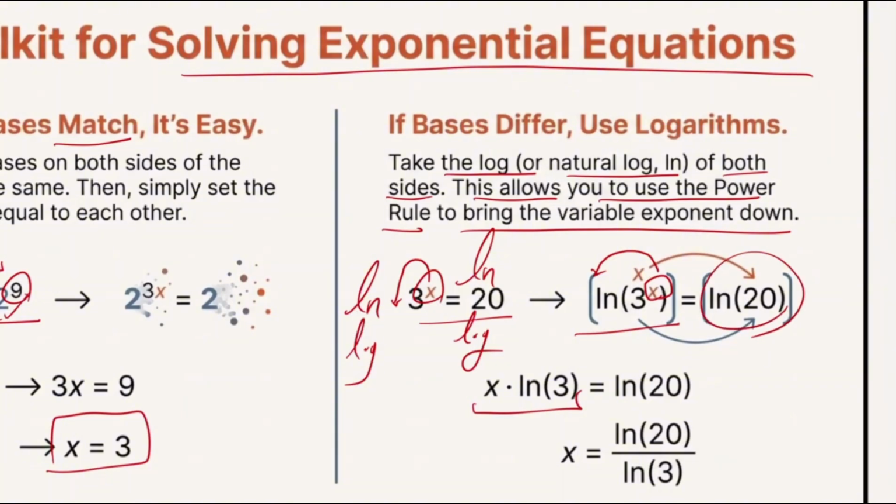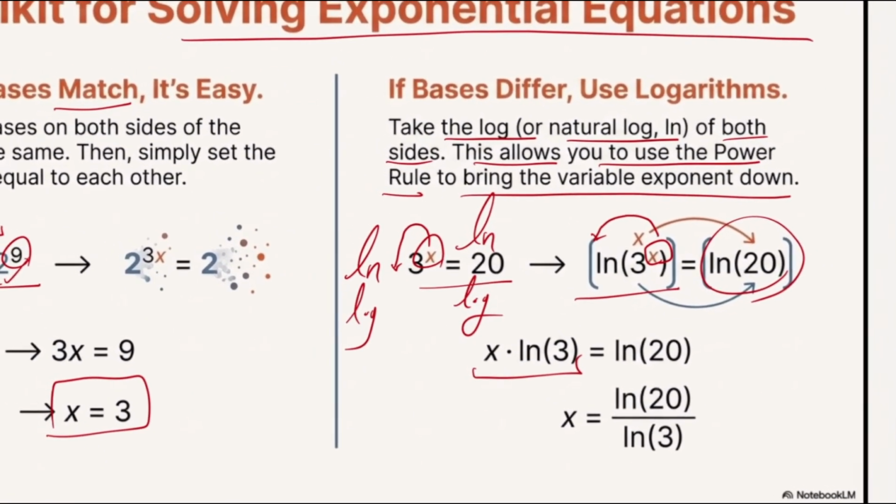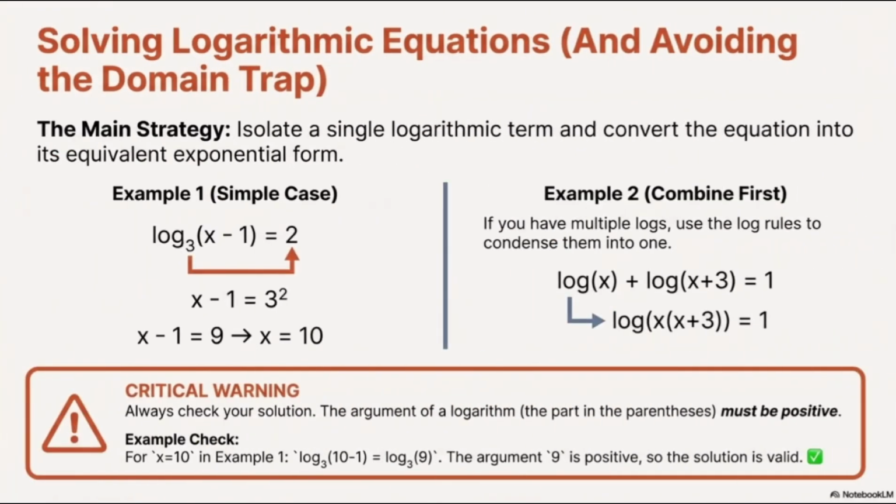ln of 20 is just a number, whatever number that is. So I have to get rid of this ln 3. It means I have to divide both sides by ln of 3, and then I have something like that. That would be simple. Use a calculator and you can find your answer. It's as simple as that.